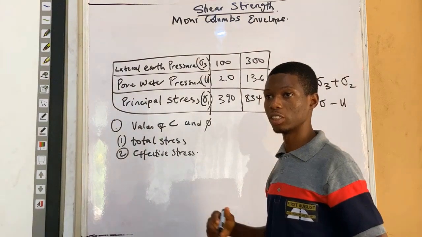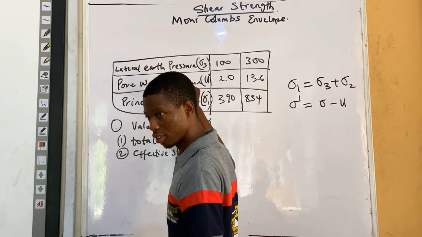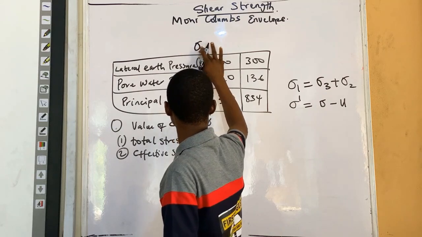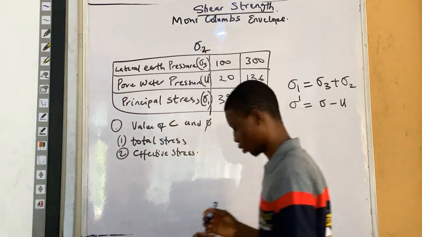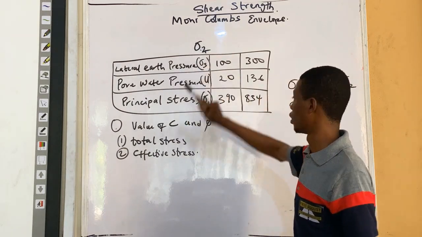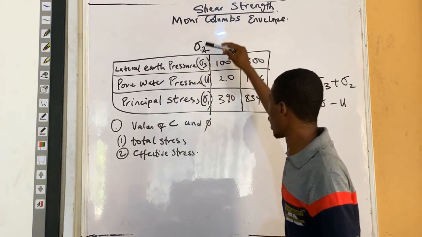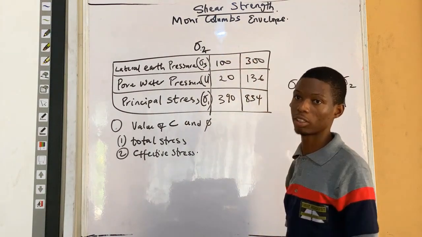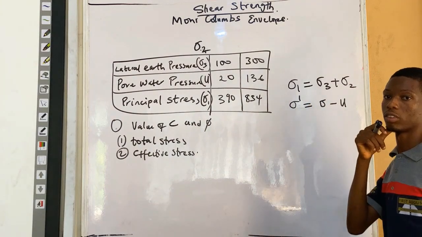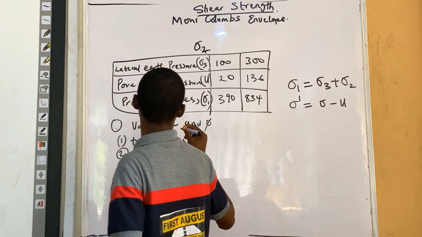In some questions, they can also give us the deviator stress that has been applied. So that deviator stress is sigma 2. Sometimes they give us sigma 2 and sigma 3 and might not give us sigma 1. So you just add sigma 2 plus sigma 3 and you get sigma 1 from this one. If sigma 3 is not given, then you calculate it.